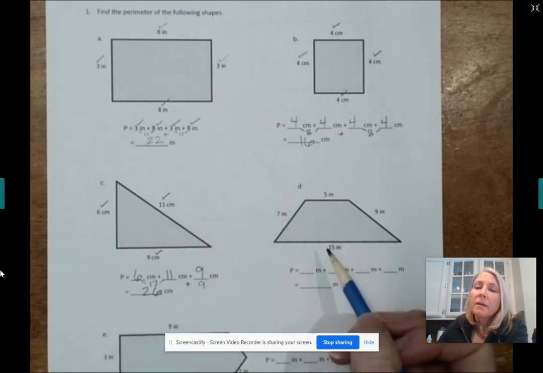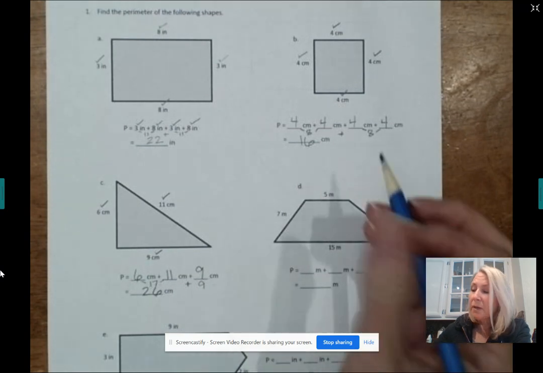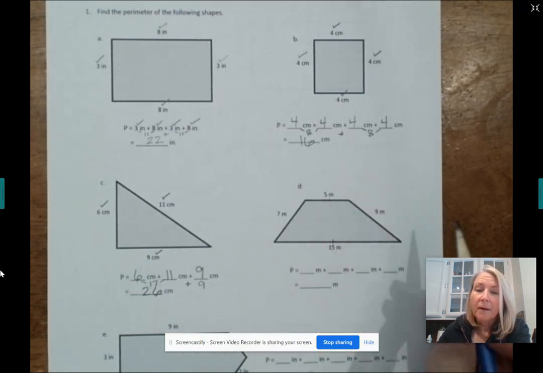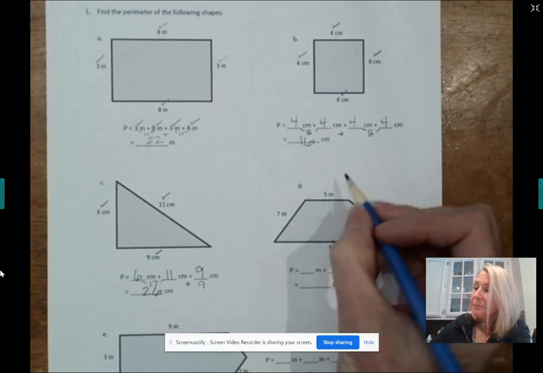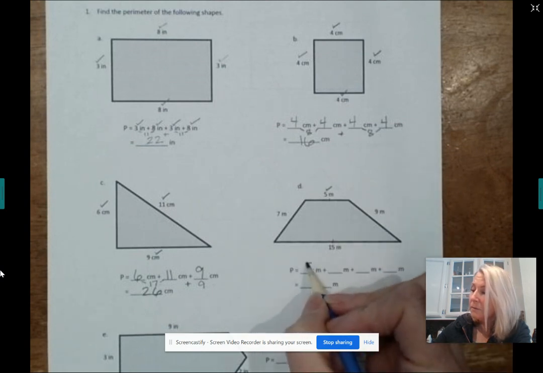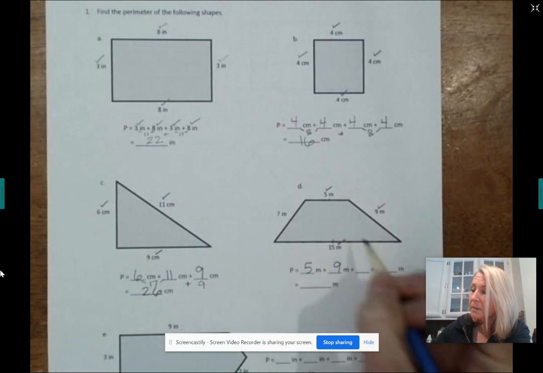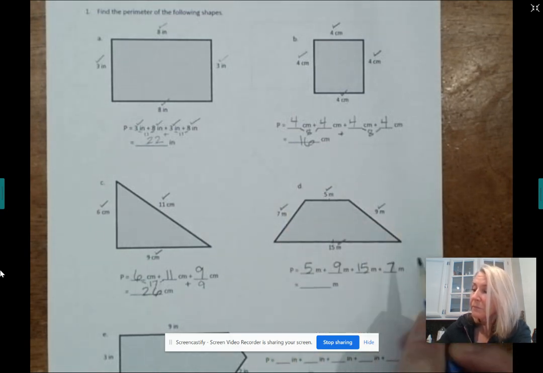The next figure here, can you recognize what this one is? This one is a trapezoid. This trapezoid has one set of parallel lines. It really doesn't matter if their side lengths are equal or not. It is classified as a quadrilateral as well. So let's figure out what its perimeter is. We have 5 meters, 9 meters. I pick one spot and then I work my way around from there.